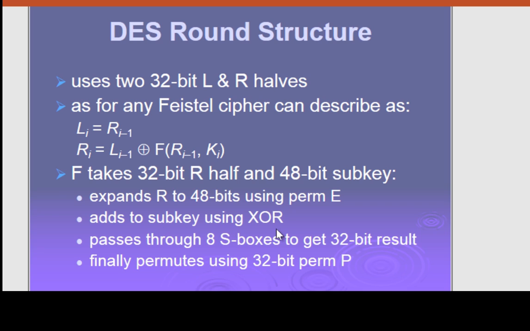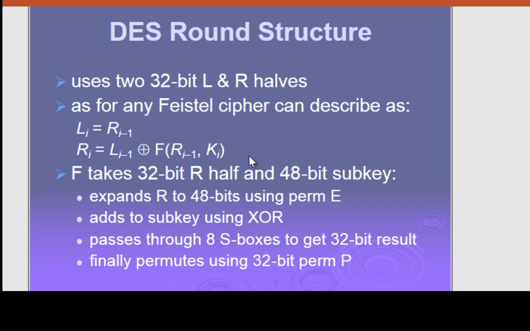adds subkey using exclusive OR, and passes through 8 S boxes to get 32 bits. So this whole function output passes through the substitution box. So input is 48 bits, but you should get the output 32 bits. So that 48 bits is divided into 8 parts with 6 inputs in each block. 6 into 8 is 48. So for each block you get 6 bits. So the output is 32 bits.